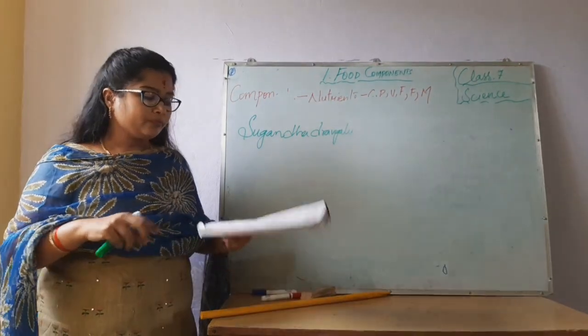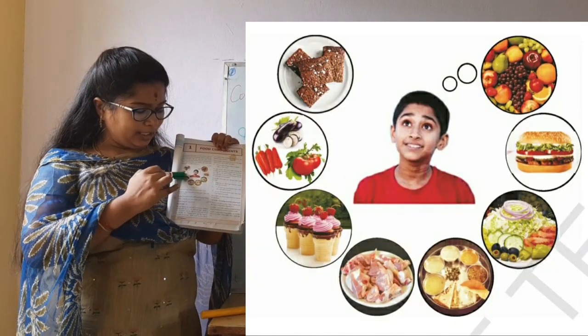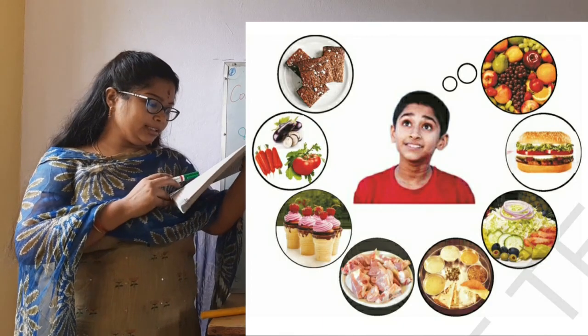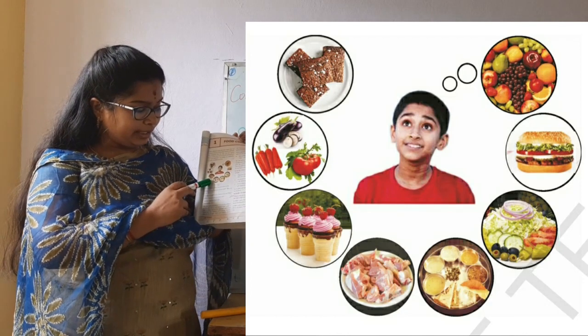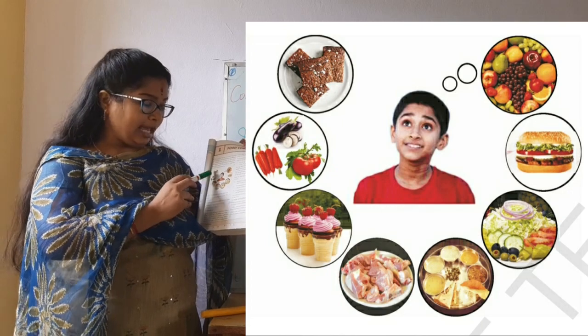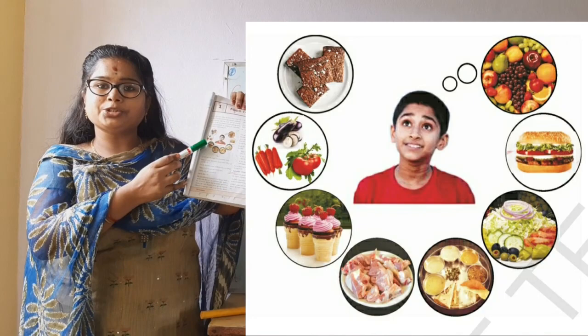And next, here is a picture showing this boy imagining all these things like fruits, burgers, salads, puri and all, mutton, ice cream, vegetables and cookies. He is imagining all these things. Here is a picture showing it.